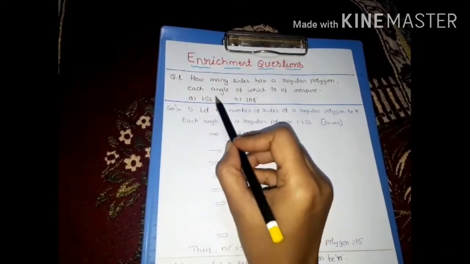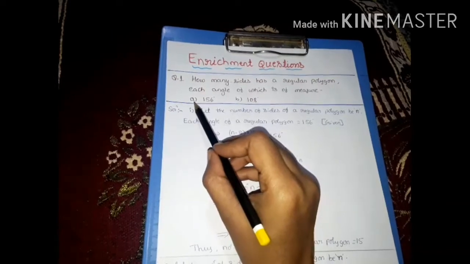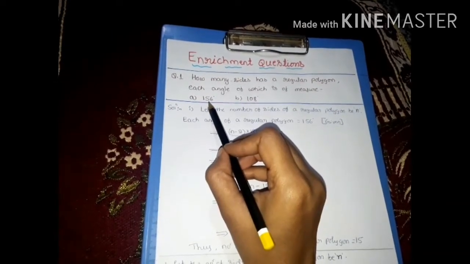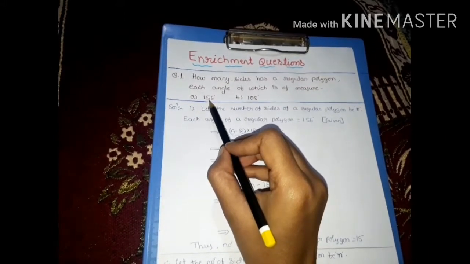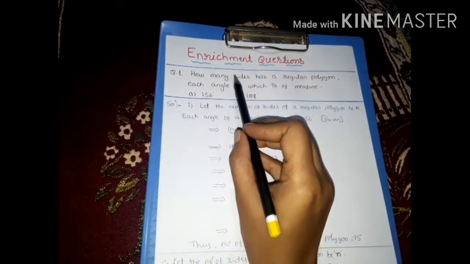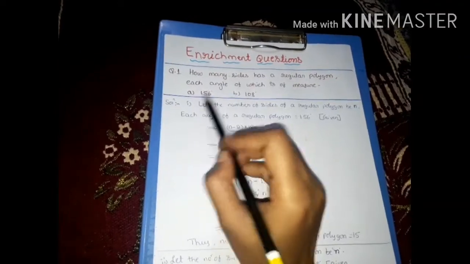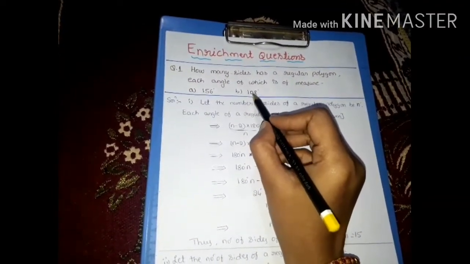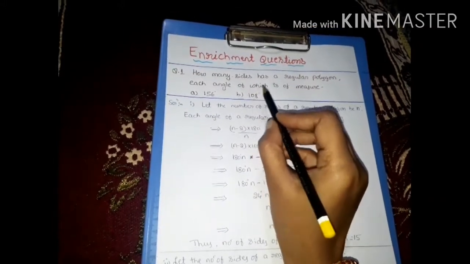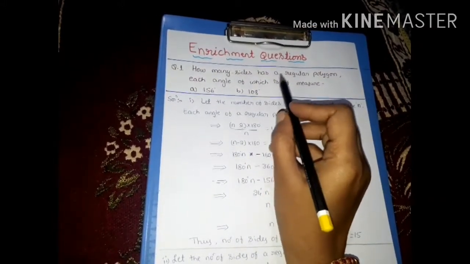Each angle given, first one A1 is 156 degrees. If each angle of a regular polygon is 156 degrees, then how many sides does that polygon have, that you have to find. Similarly, if each angle of a regular polygon is 108 degrees, then find how many sides it has.